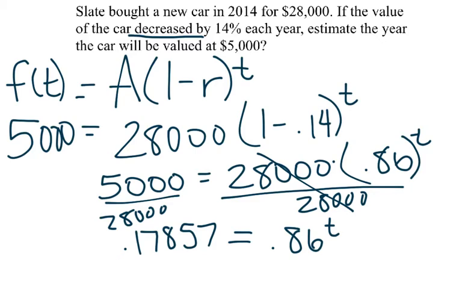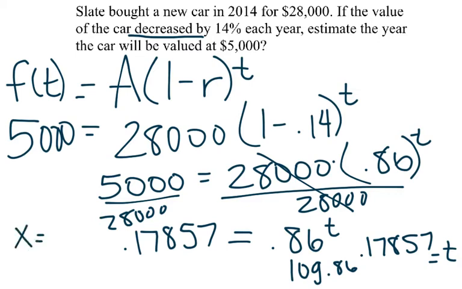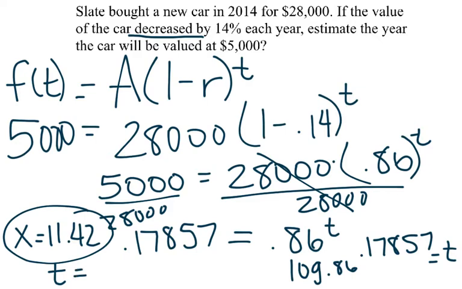So if you notice, this is an exponential. I know that because it's a number to an exponent. The opposite of an exponential is a log. So what I'm going to do is change it to log form. It's going to be log base 0.86 of 0.17857 equals t, and I'm going to type that in my calculator. And I got that it's going to take approximately 11.42 years. And I did it again. I always switch the variable because I'm just used to putting x forever. So t equals 11.42. My bad.